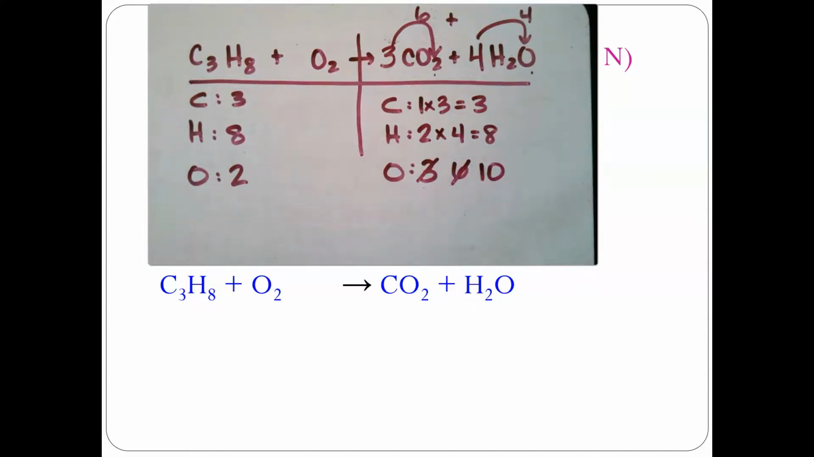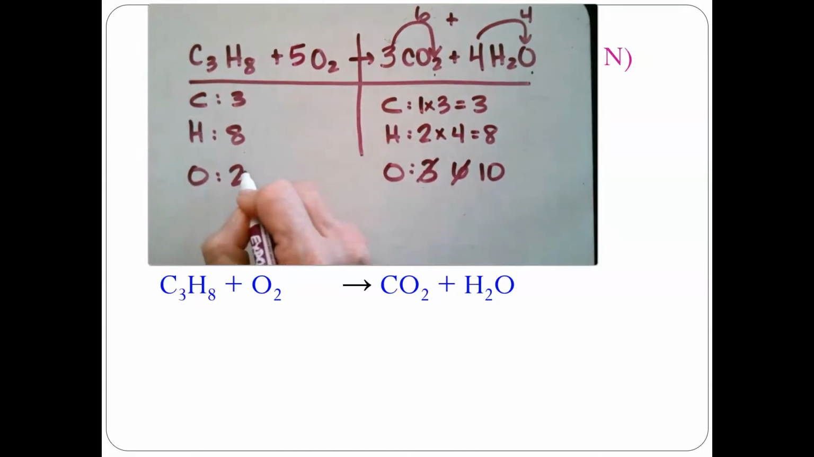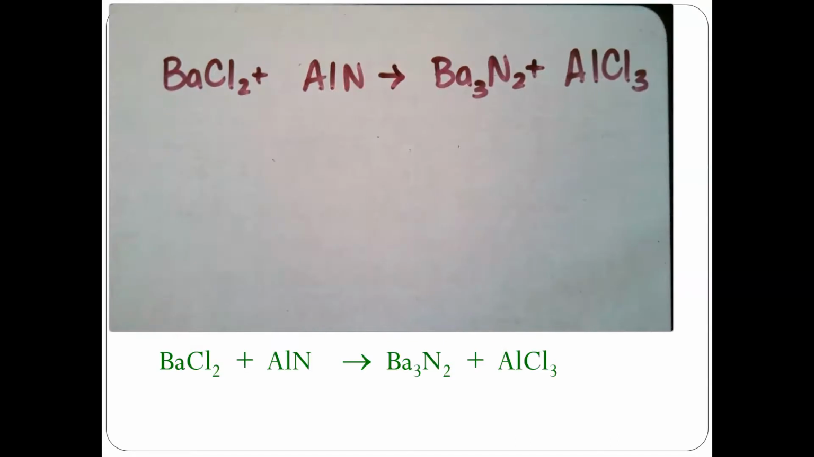And now I can come in and say, okay, I would like 5 oxygens on the left. So this oxygen accounting is one of the things that makes combustion reactions just a little extra difficult to balance. Okay, we have one more to do.